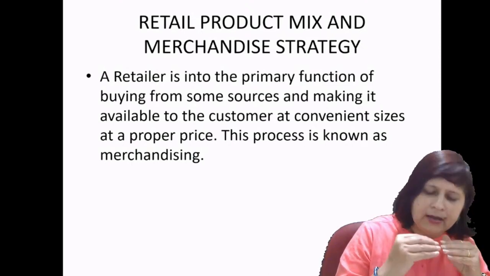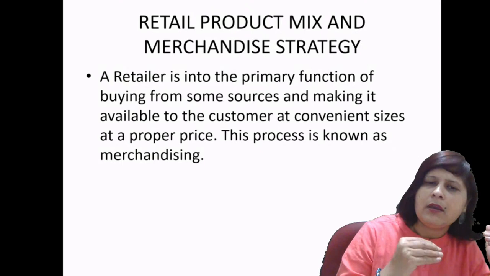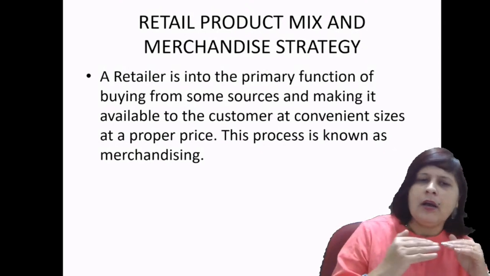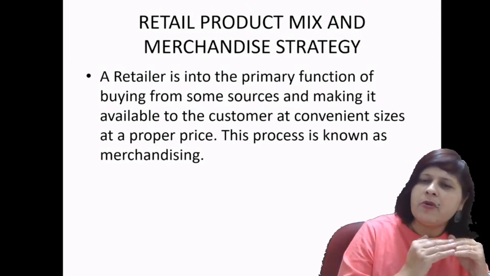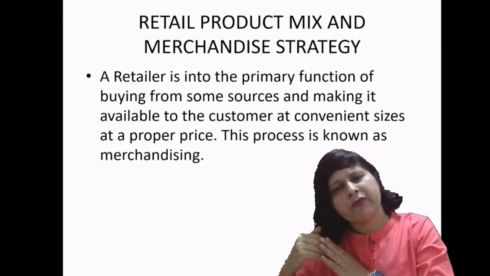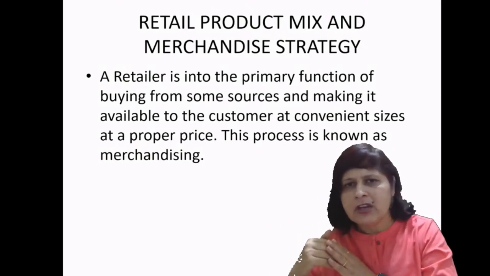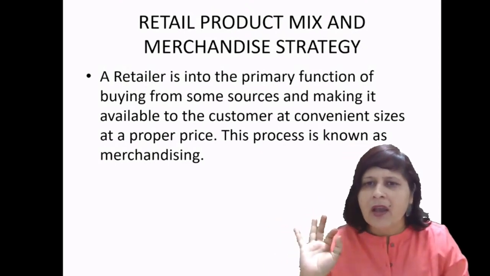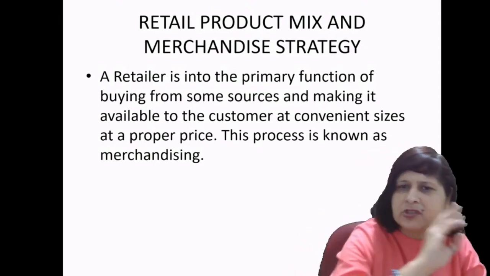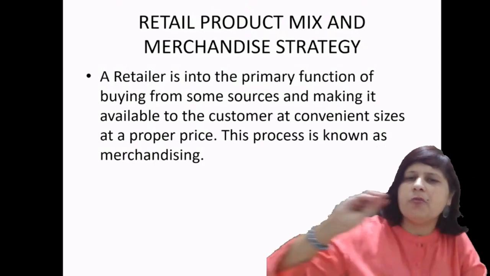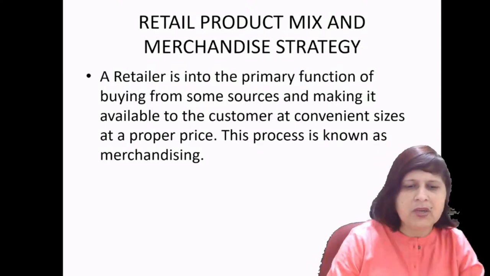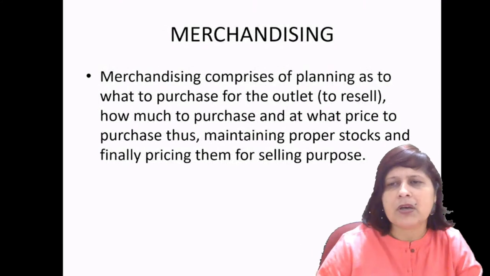The retailer acts as a middleman between the distributor or the manufacturer and the consumer, right? A retailer purchases a product from the distributor or a manufacturer and makes it available to the final customer at convenient size and at the right price. And this process is known as merchandising, that is purchasing from the manufacturer or the distributor and providing it to the consumers for consumption at convenient size and proper price.